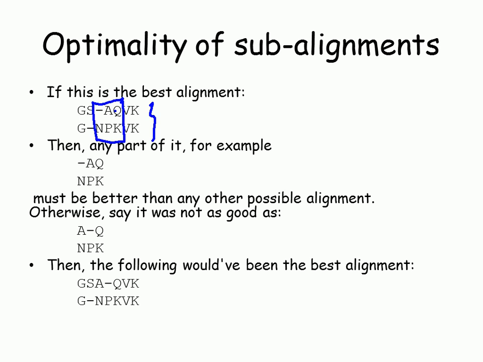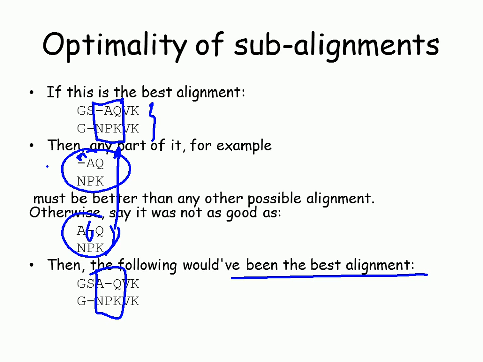Let's prove this by contradiction. Let's say that there was another alignment where you shift A to dash, which has a better score. Okay? If that were the case, then if we plug this back into the longer alignment, that should have a larger score. So this would have been the best alignment if that was the case. So that's a proof by contradiction. We say, therefore, any part of it should also be optimal.